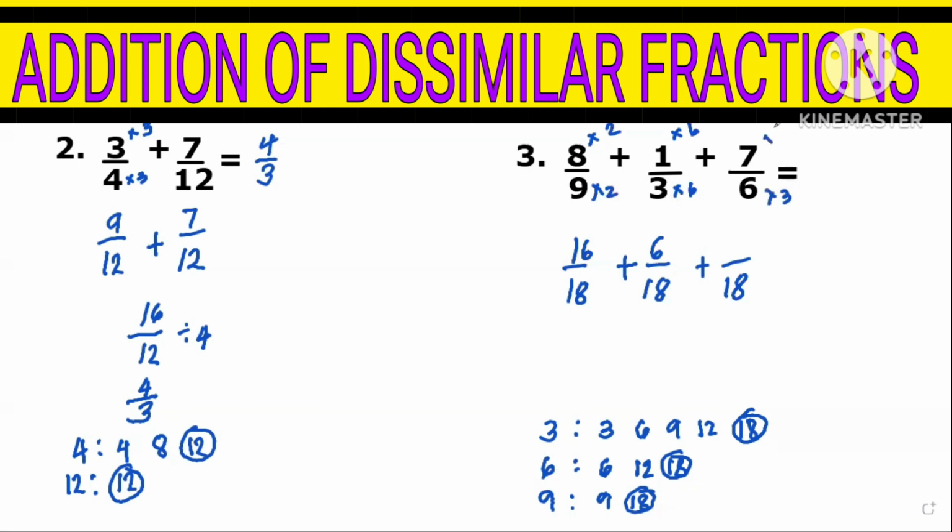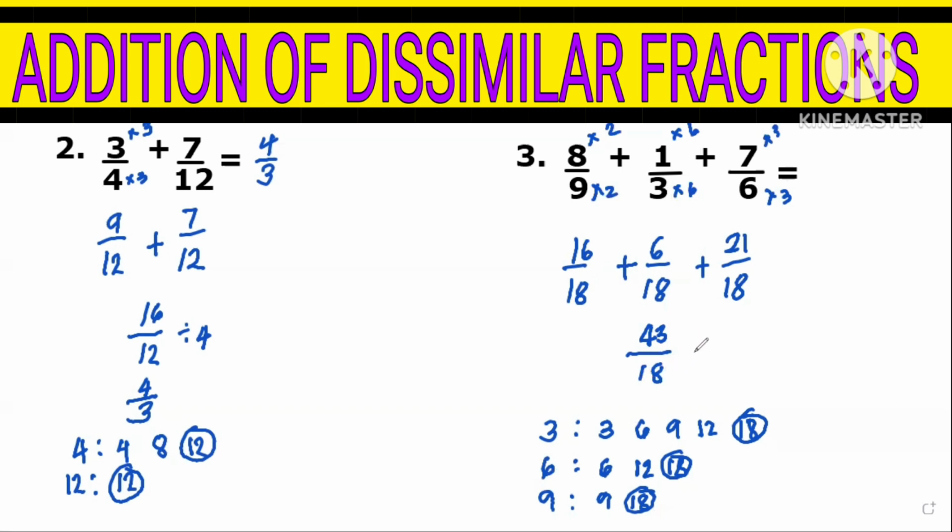Multiply din natin to sa 3. We have 21 over 18. And then add the numerators. We have 16 plus 6 is 22. 22 plus 21 is 43 over 18.